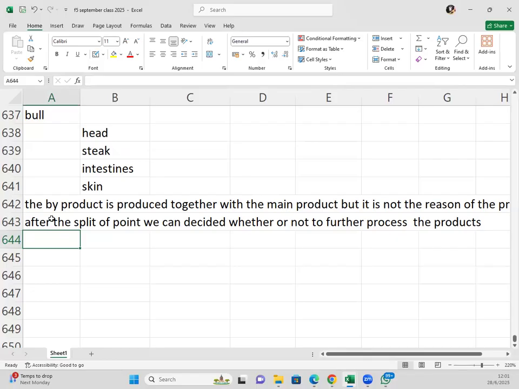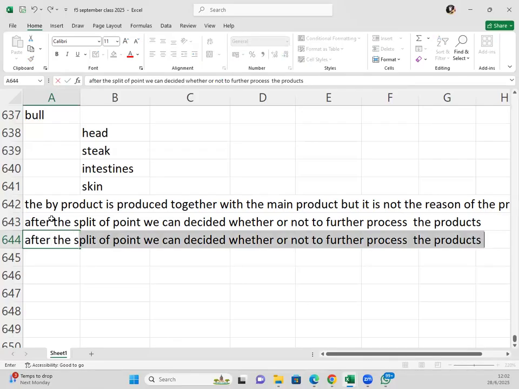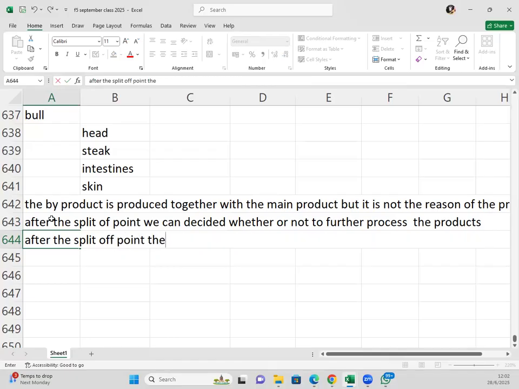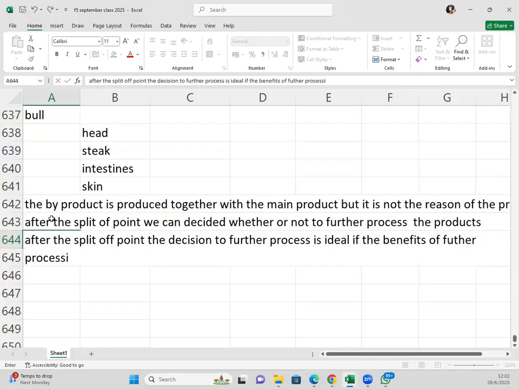So at split off point, you decide to further process if the benefits of further processing are more than the costs. So after the split off point, the decision to further process is ideal if the benefits of further processing are more than the costs.